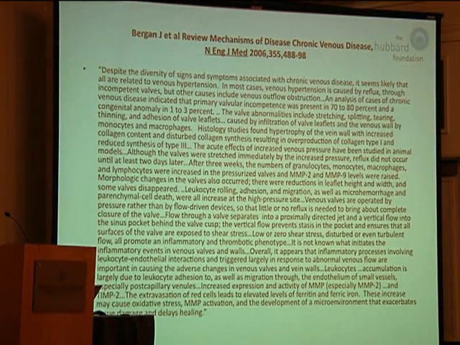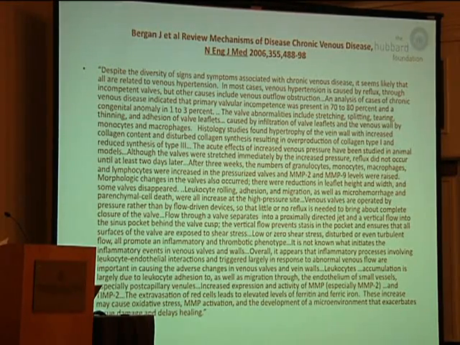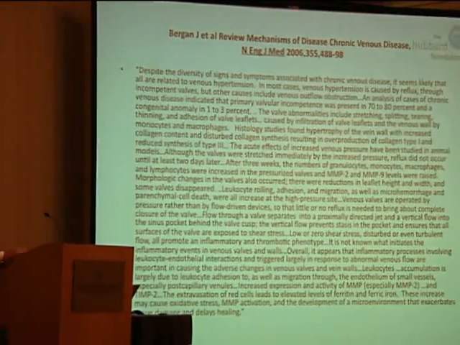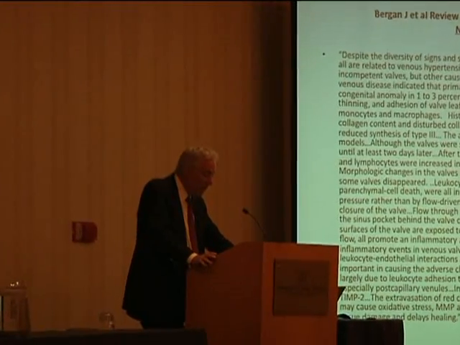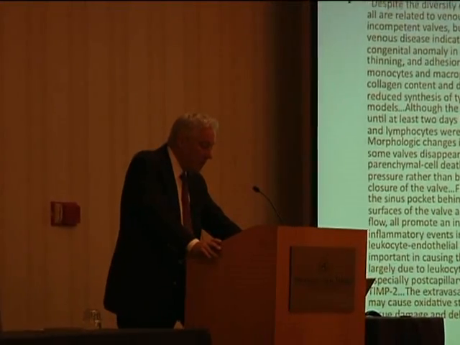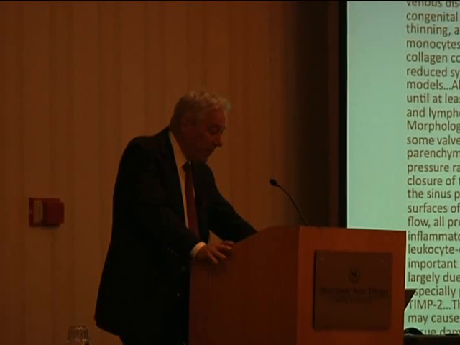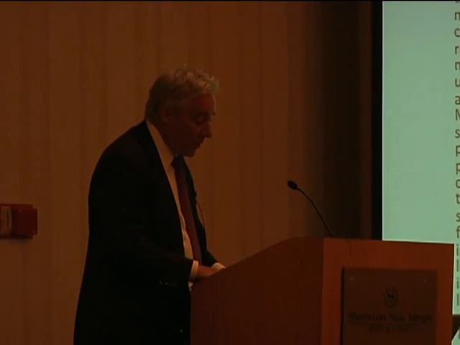And so I want to read you one more kind of long piece, because when you read it, you don't read it, but I'm going to read it. It just sure sounds familiar. Despite the diversity of signs and symptoms associated with chronic venous disease, it seems likely that all are related to venous hypertension. In most cases, venous hypertension is caused by reflux through incompetent valves, but other causes include venous outflow obstruction. An analysis of cases of chronic venous disease indicated that primary valvular incompetence was present in 70 to 80%, and a congenital anomaly in 1 to 3%.